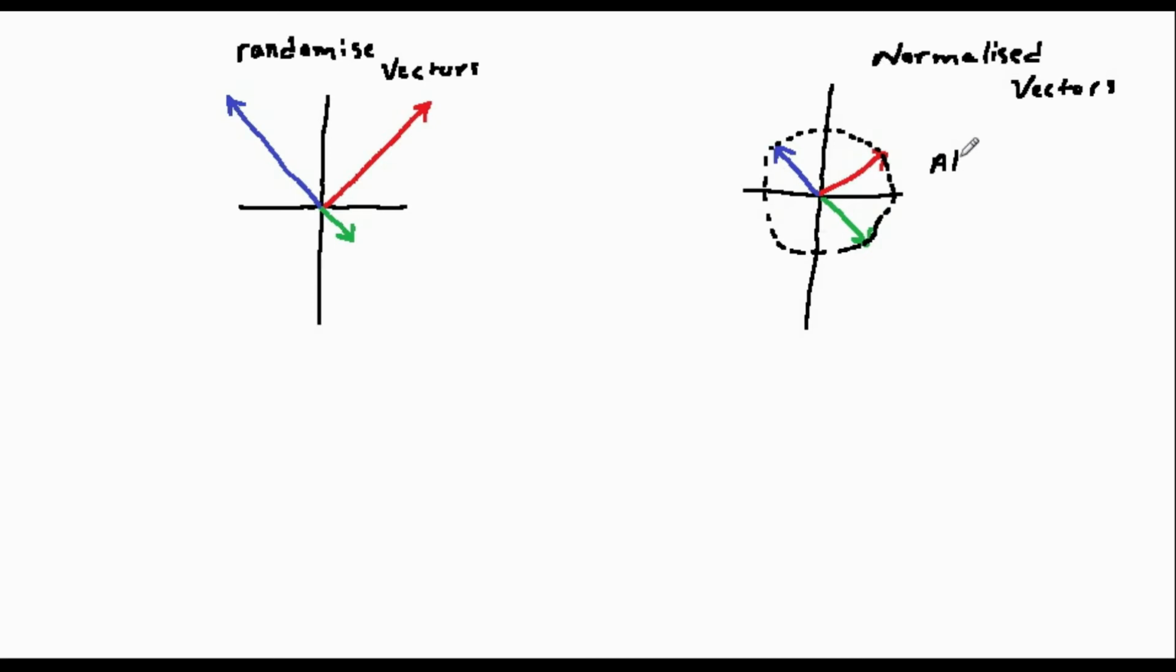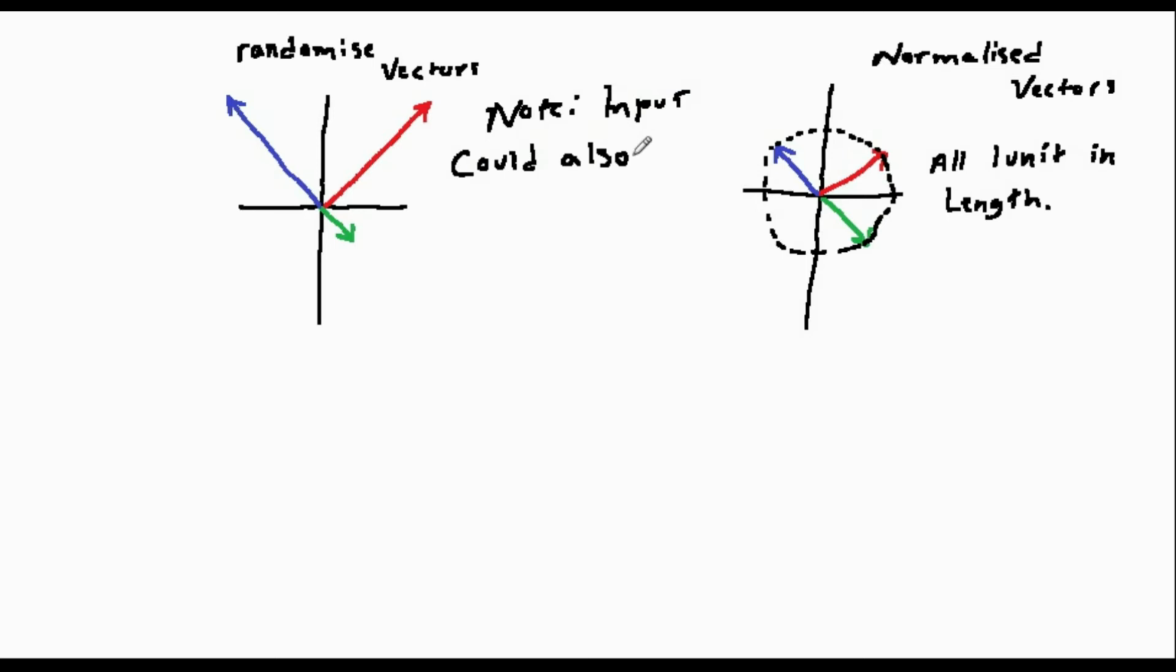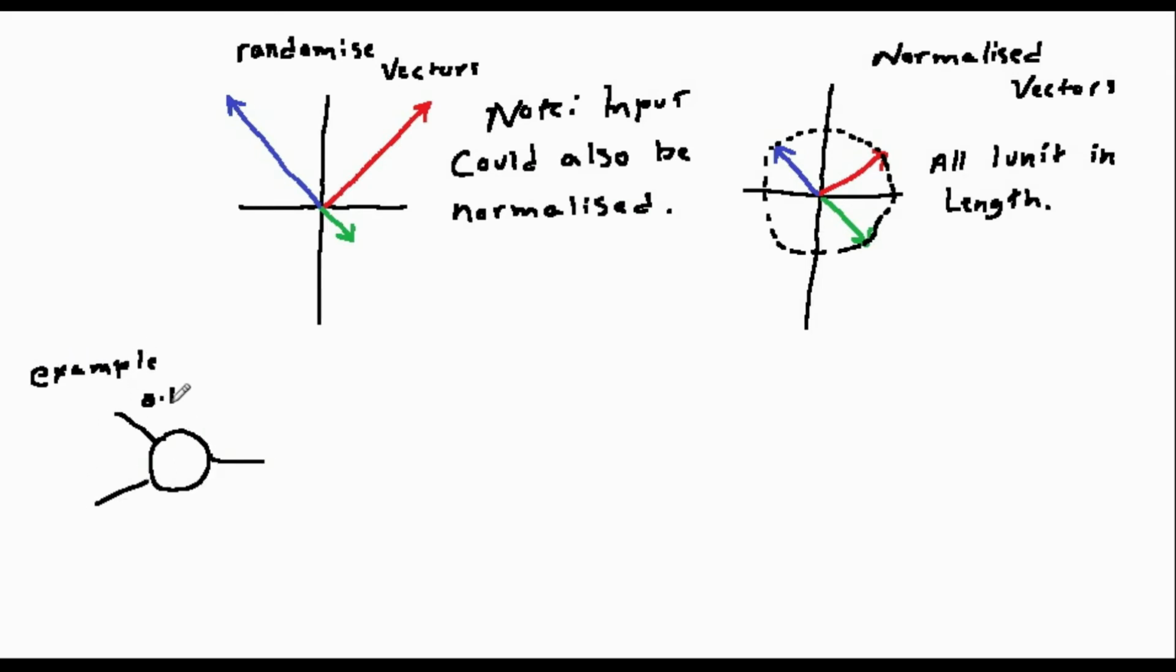Another method might be to set the weights randomly, but then normalize all the vectors so that they have unity length, that is, a length of 1 unit. The best way of illustrating this is by example. Suppose we randomly obtained two weights of 0.1 and 0.9 to a 2-input neuron as shown on the screen.